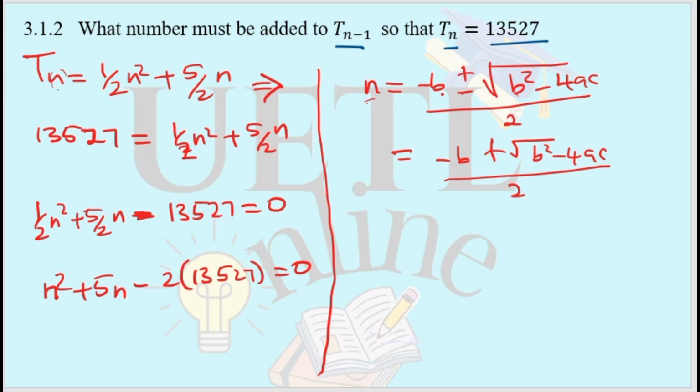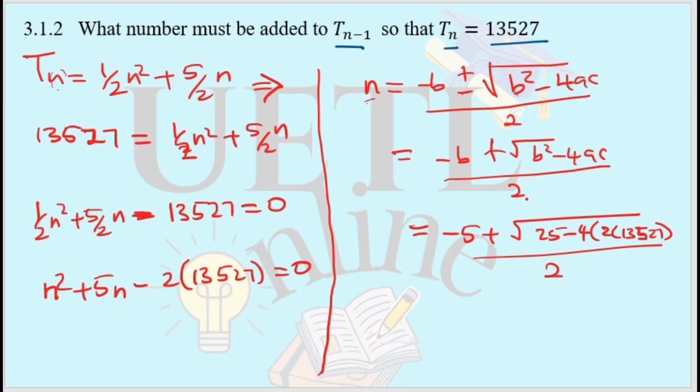So in this context, let's substitute the values. We have minus 5 plus root of b squared, which is 25, minus 4, a is 1, then c is 2 times 13,527. Then we put 2a. We forgot our a here. So 2 here, 2a times 1. So it becomes like this. If you punch this into the calculator, you get an answer which is 162.